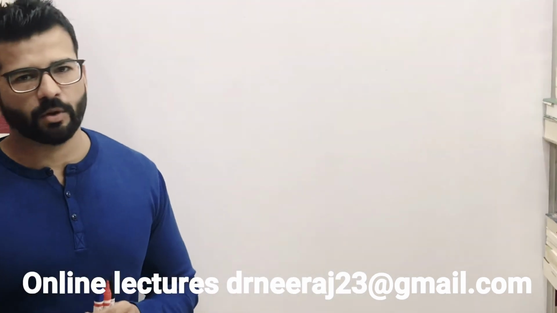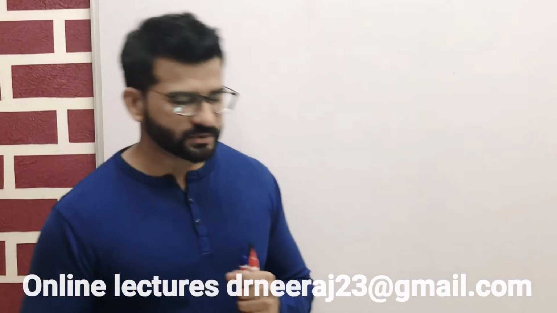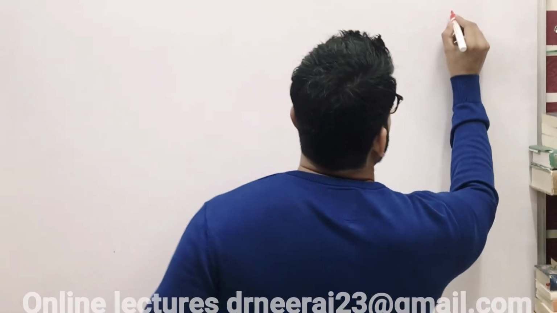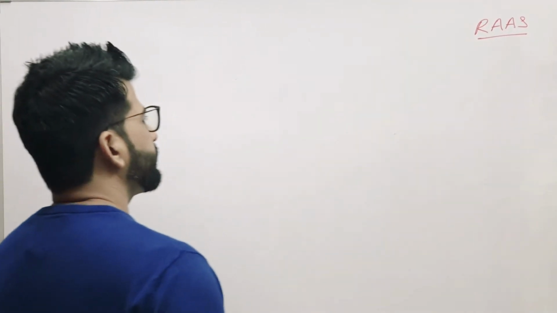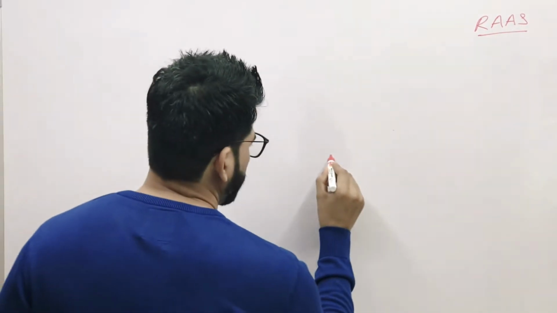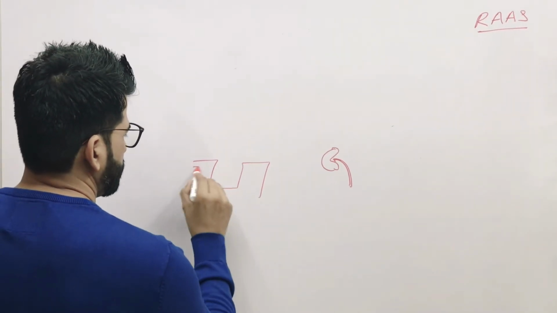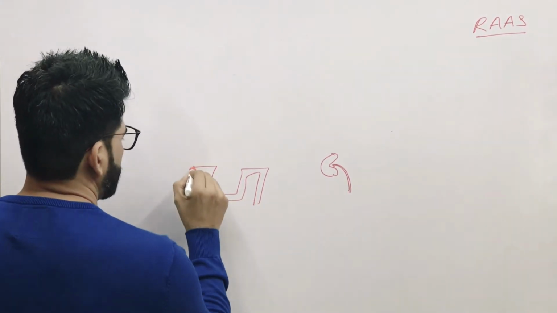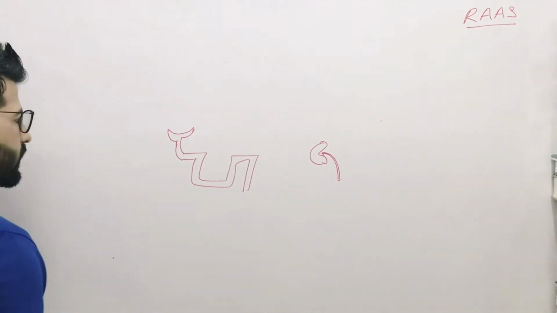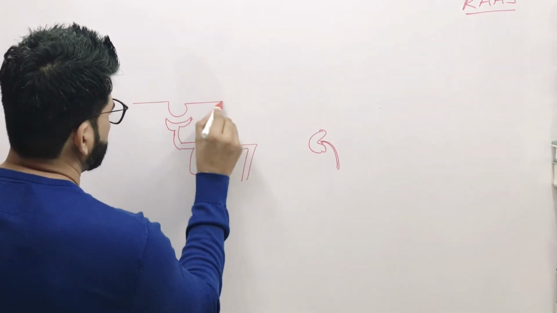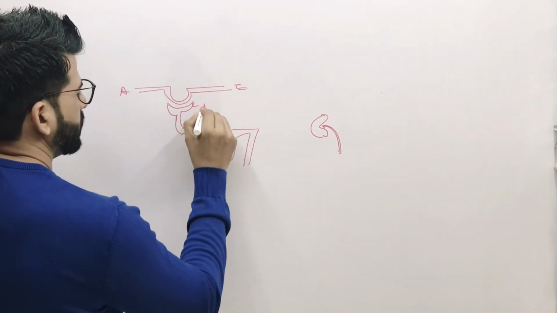In nephrology, we are doing a very important topic, that is the RAS, which you call the Renin-Angiotensin-Aldosterone System. What is the phenomenon behind this? This is your glomerulus, the Bowman capsule. What exactly is happening? This is your afferent, this is your efferent, this is your Bowman capsule.